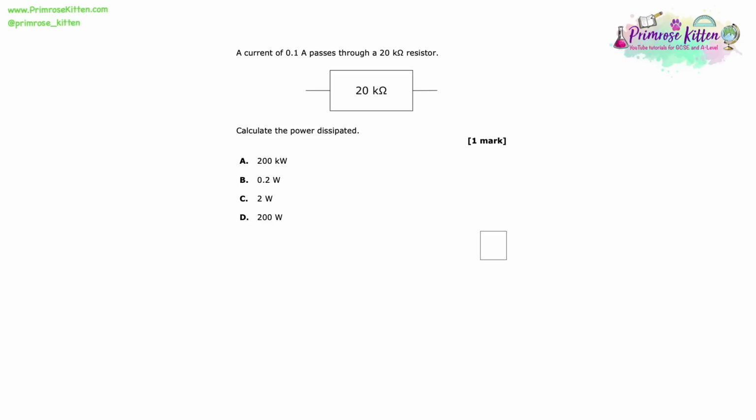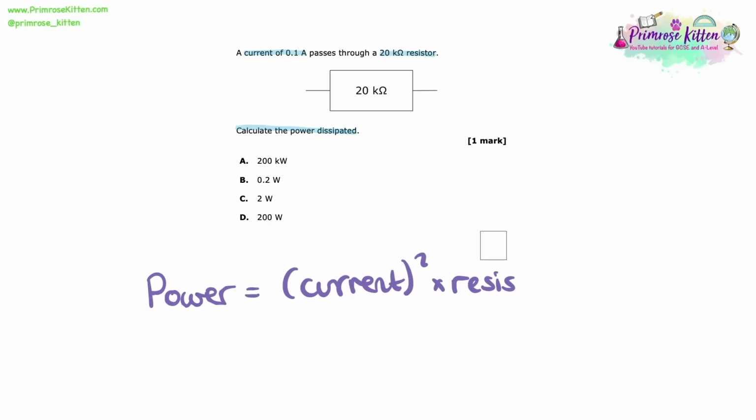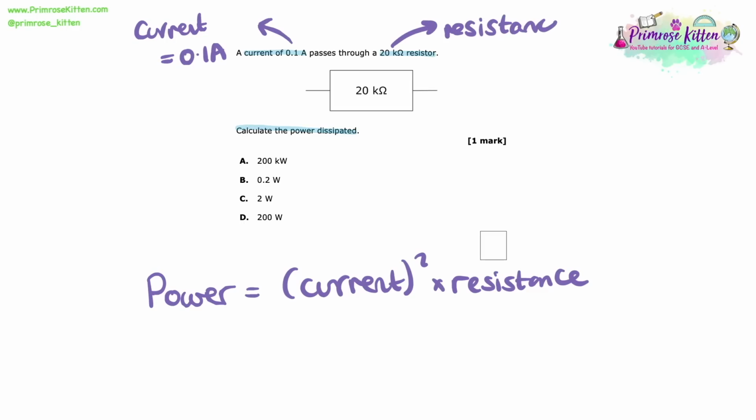A current of 0.1 amps passes through a 20 kilo ohm resistor. Here we're asked to calculate the power dissipated. So first things first, let's have a think about what we know already so we can work out our equation. We know that we need to find the power, we're given a current, and we're given a resistance. That means if we look through the equations that we know, we can use the one that states that power equals current squared times resistance.